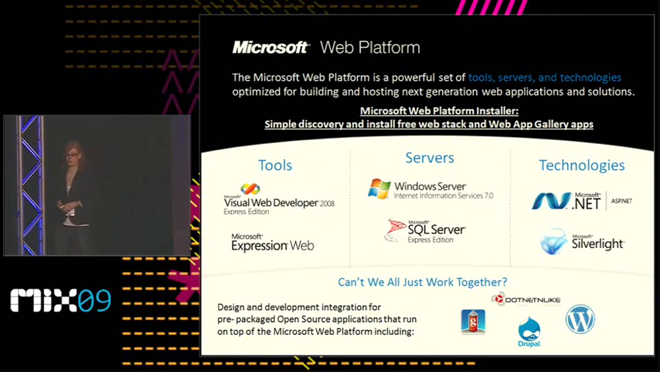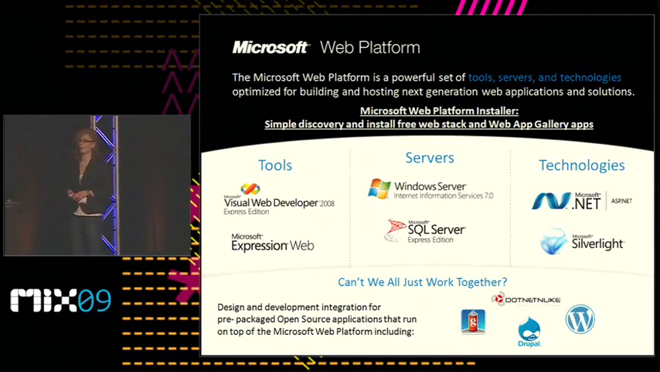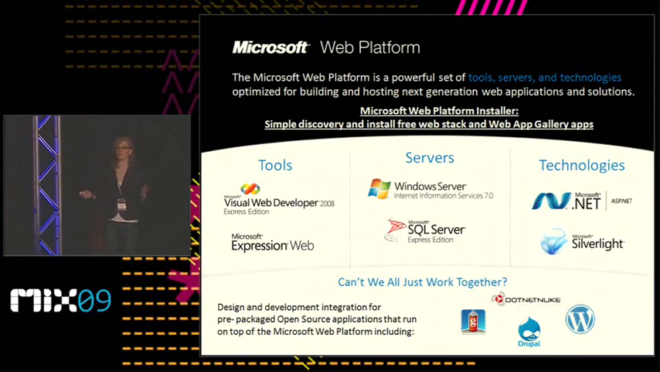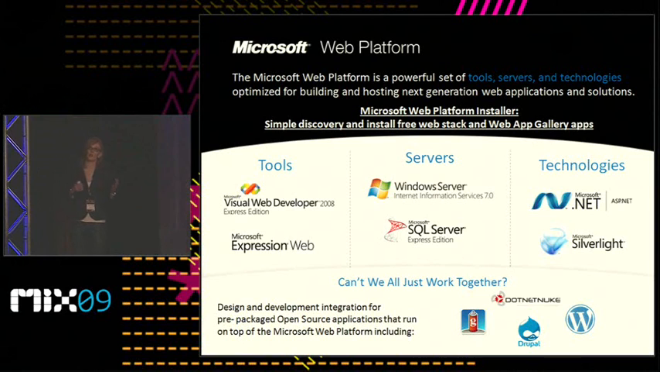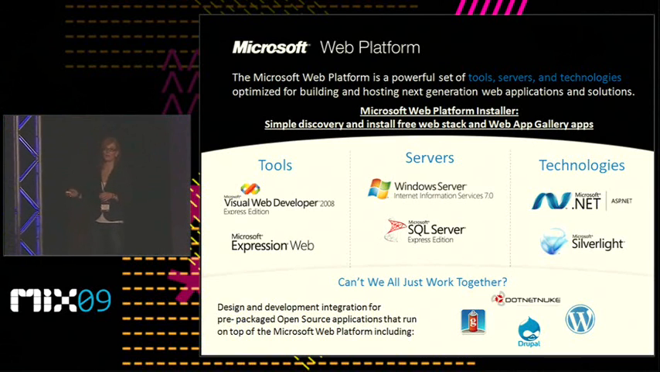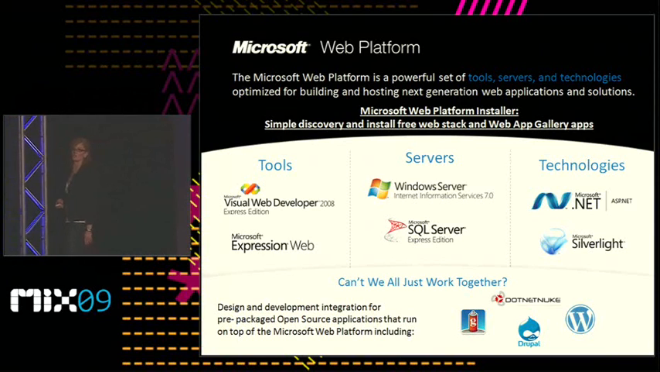So let's go into what we announced yesterday. We announced yesterday the Web Platform Installer 2.0 beta. And the big announcement with this is that we've included PHP now in our Platform Installer. The Platform Installer includes the tools that you need to get started, the servers you need to get started, and the technologies that you need to get started as well. And the Microsoft Web Platform Installer is a simple discovery and install of the free web stack and app gallery web applications. So essentially now, instead of going to several different websites to get the different free web products from Microsoft, you can go to one site, microsoft.com/web. You can go download the Platform Installer. You can get all the products running on your machine.